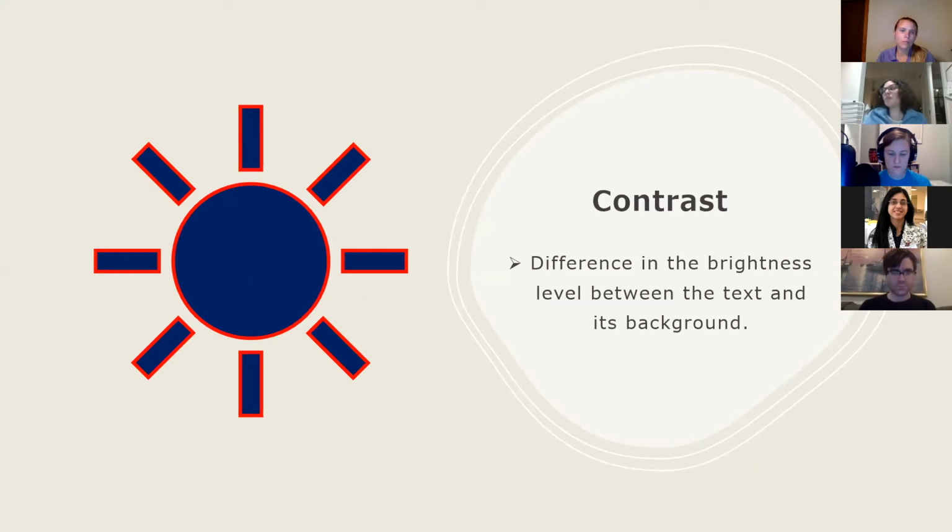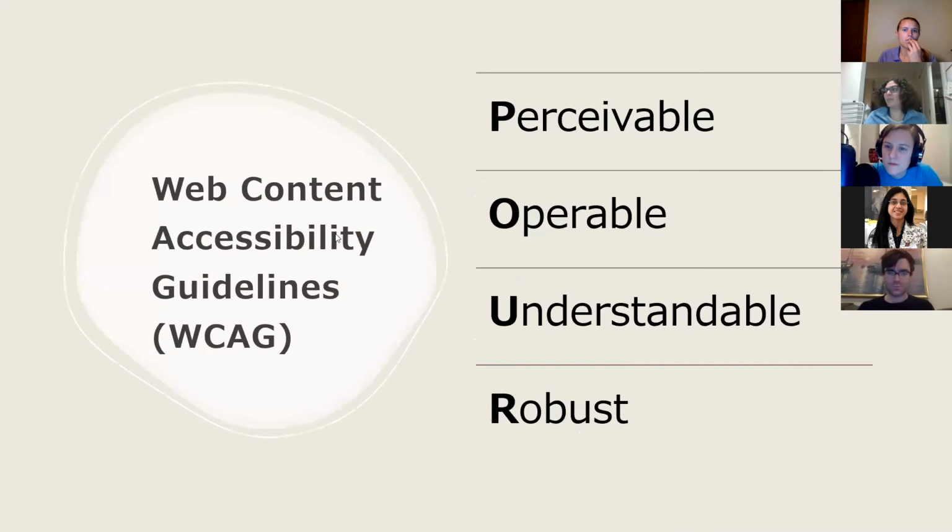But when we come, contrast is the difference in the brightness level between the text and the background, right? And so when we're measuring that, we use something called the Web Content Accessibility Guidelines, right? Which is very uncomfortably referred to as WCAG, which really sounds like someone is making a weird sound, and I really don't like saying it, but here we are.